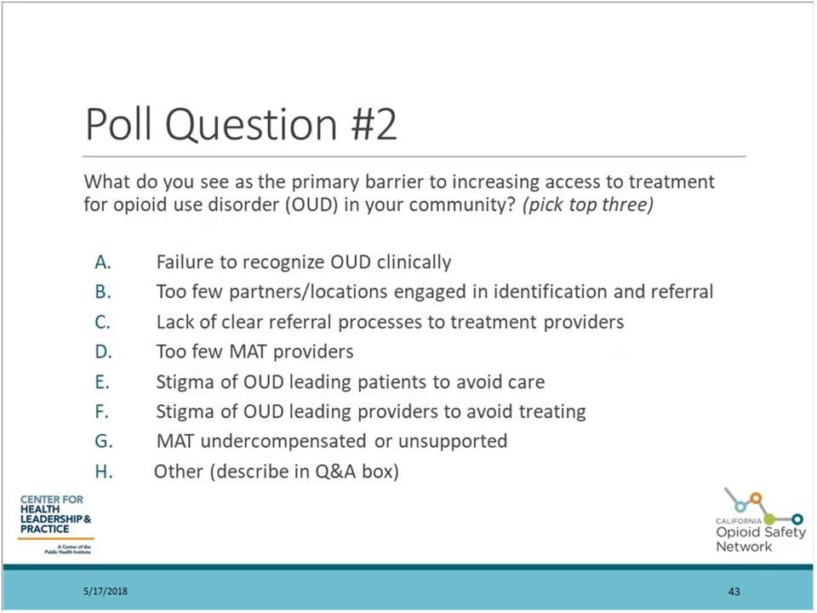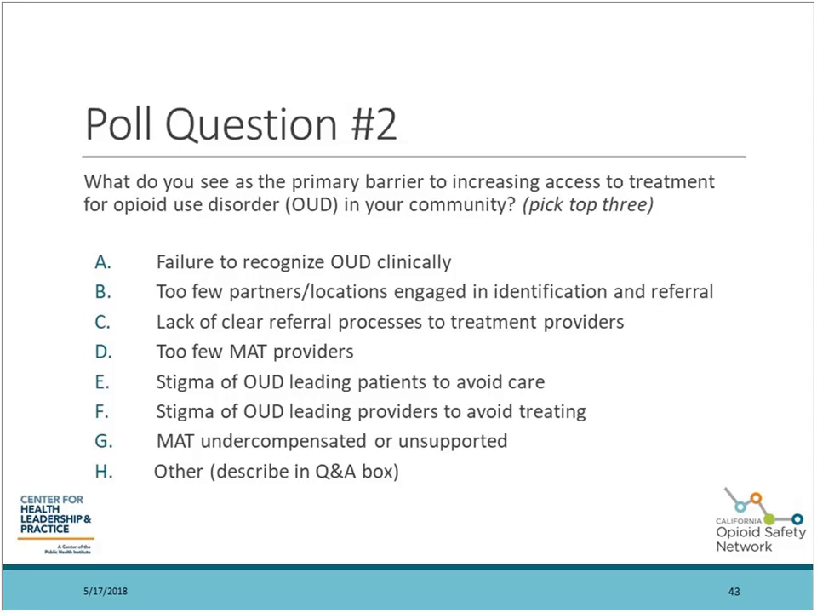The first would be failure to recognize opioid use disorder clinically. In other words, are people coming in and not actually being recognized and identified who have the disorder? That there be too few partners or locations engaged in identification and referral.